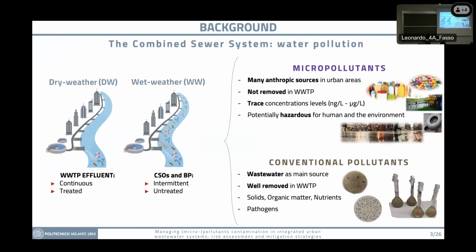While with conventional pollutants, we mean the typical pollutants that we find in the wastewater treatment plant that are associated with the wastewater flow. They are well removed in these plants, and we refer usually to solids, organic matter, nutrients, and pathogens.